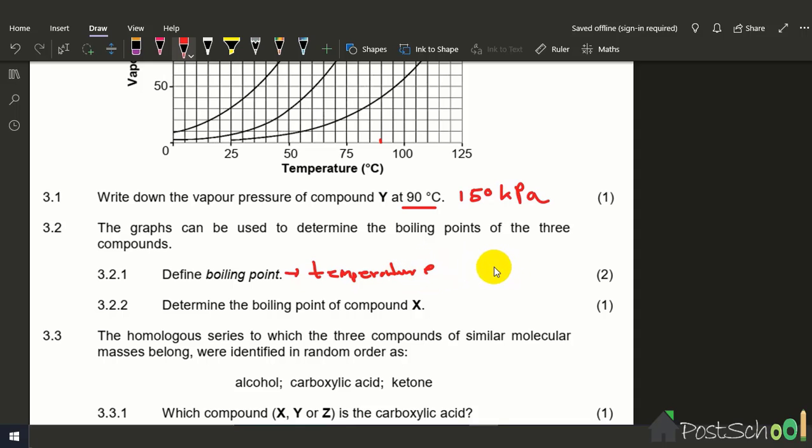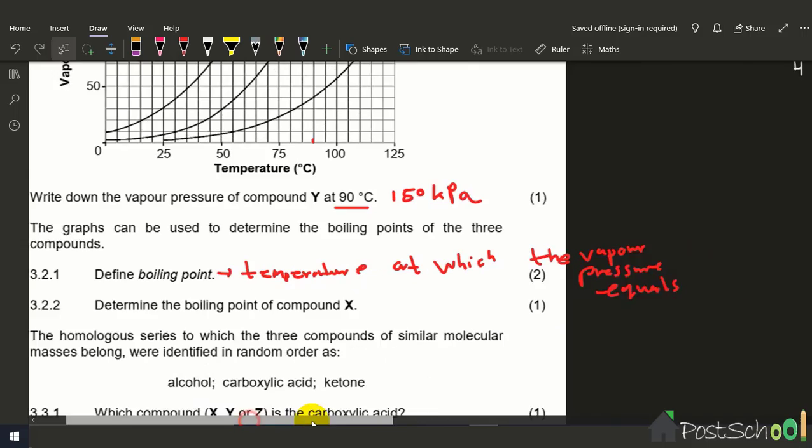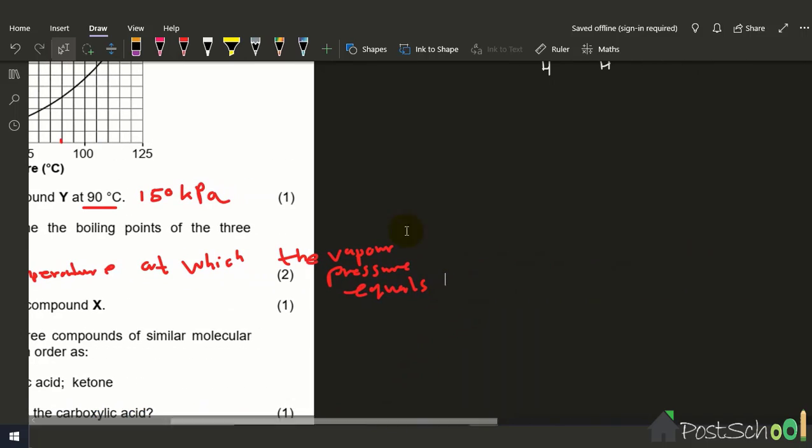in which the vapor pressure equals, what? Atmospheric pressure. Atmospheric pressure.